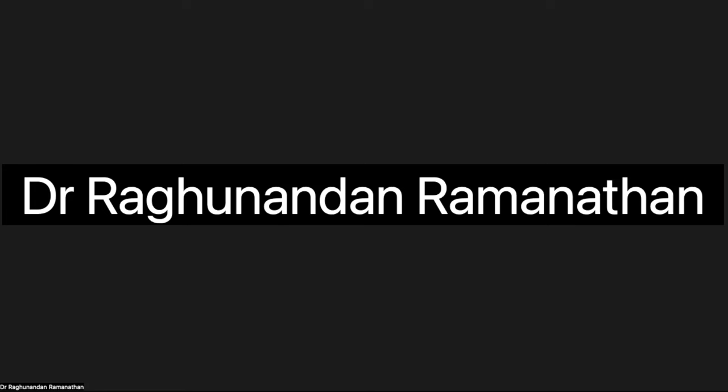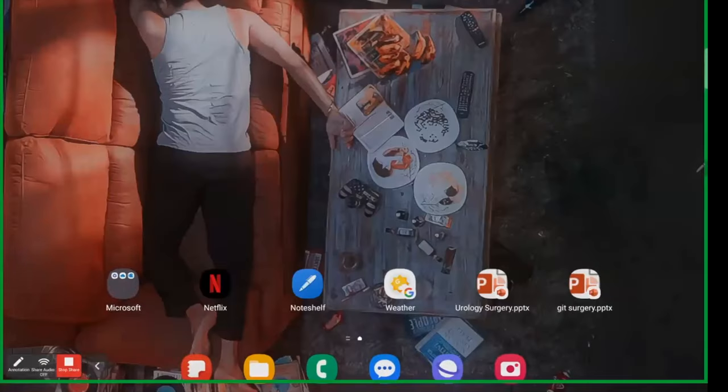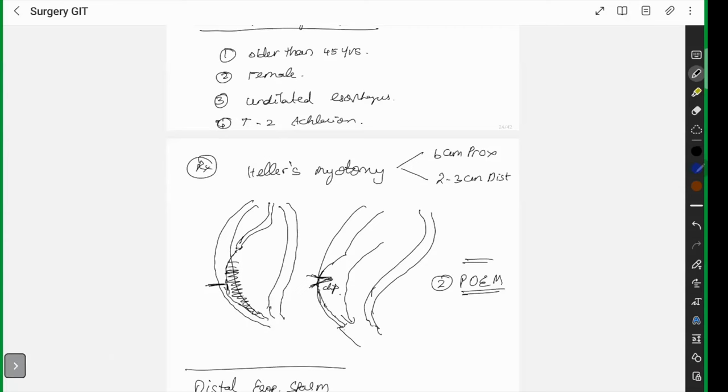I'll wait, no problem for me. I just want everyone to answer in the chat box. Where did we read this POEM? We read it in GERD also, in Barrett's esophagus specifically. Can you all recollect where you read POEM, or what the full form of POEM is? I just want the full form from you all. Just go back, check and tell me what POEM is done for. I hope you don't remember what we discussed in the last few hours. I'll give you a clue.